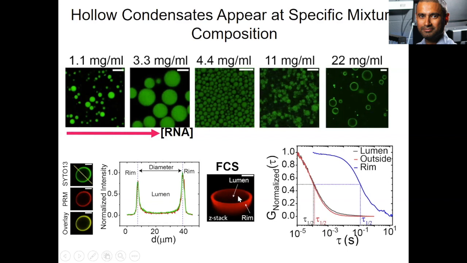And we could study this by simply positioning our confocal volume within these condensates versus outside or within the rim. And you could see that if you are looking at the rim, the half time of diffusion is in milliseconds, versus when you are looking at the condensate inside, that we call the lumen, versus outside, they're almost 3 orders of magnitude faster, okay? And the half time is in microseconds now, suggesting that the inside part of these hollow condensates is similar in density to the outside, and they are indeed a dilute phase, okay?